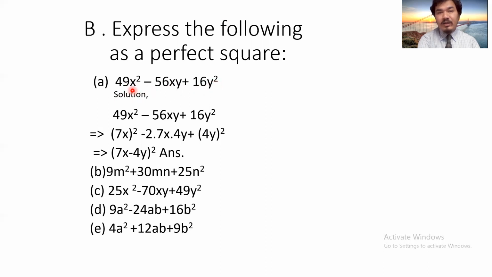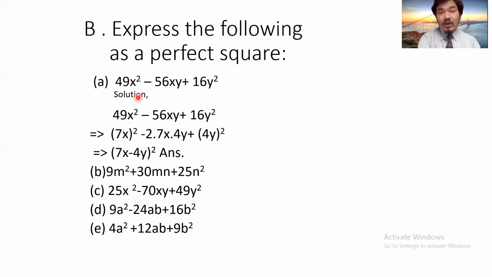And similarly, 49 is the square of 7, you know, 7 times 7 is 49, and x square is the square of x only. That's why the first term and the last term can be expressed in the form of squares, like this question is asking.